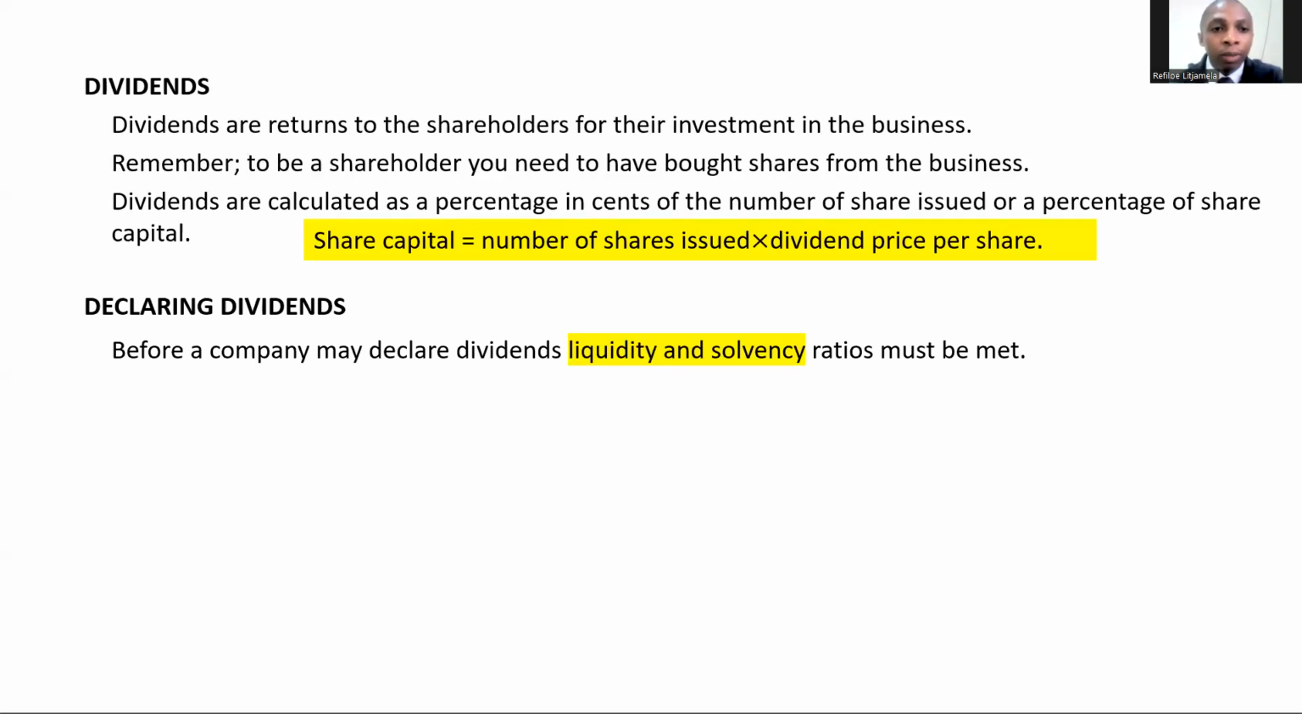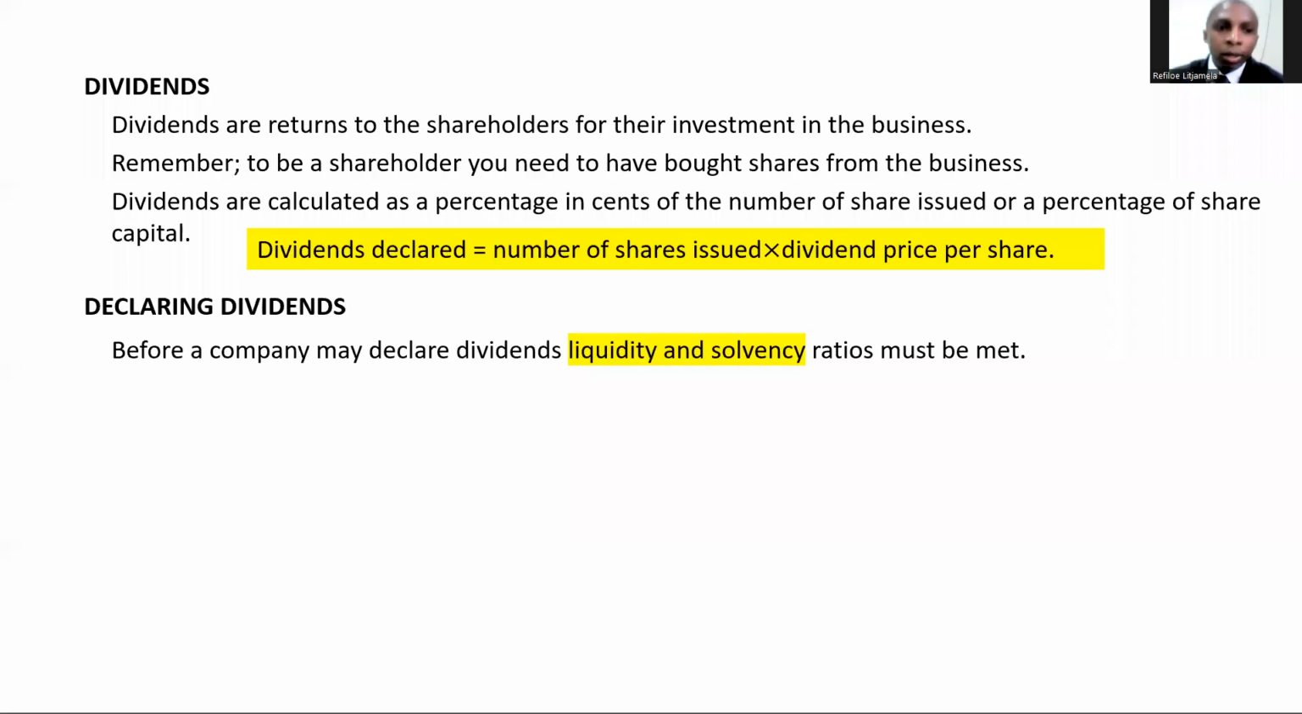Now, guys, I think that was not supposed to have been share capital. It was supposed to have been dividends. Dividends per share will normally simply be a percentage, and that percentage is normally expressed in cents. It's a percentage multiplied by the number of shares issued. As I've said, dividends declared will be the number of shares issued multiplied by the dividends per share.